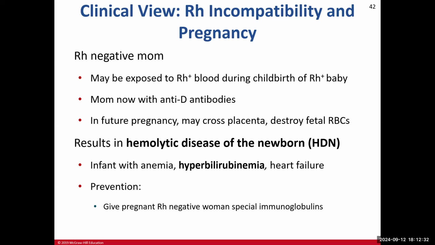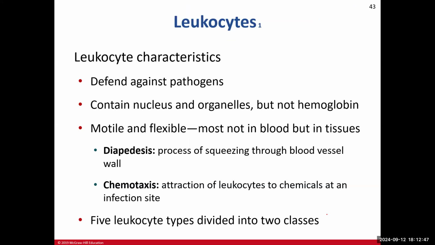Better to be safe than sorry. Won't hurt the mom, right? But that's usually what will happen. We'll give a special type of concoction serum. The most common one is called RhoGAM, and that's going to help mom, all right, with those antibodies there. Okay, so that's blood typing.